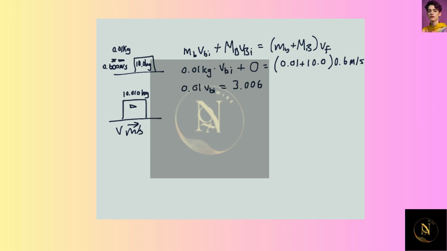3.006. Now if we divide both sides by 0.01 to get rid of that multiplication, we will find the initial speed of the bullet is 301 meters per second.